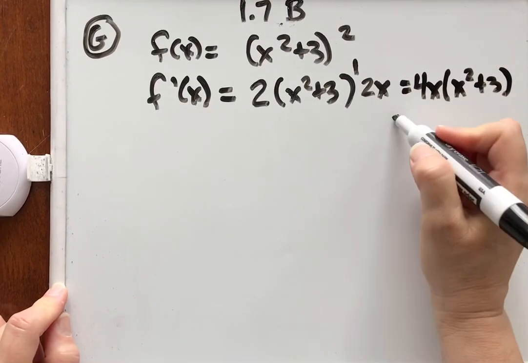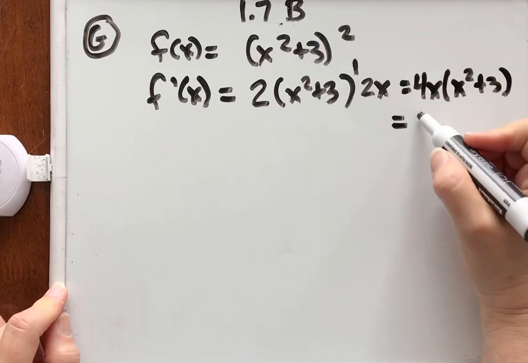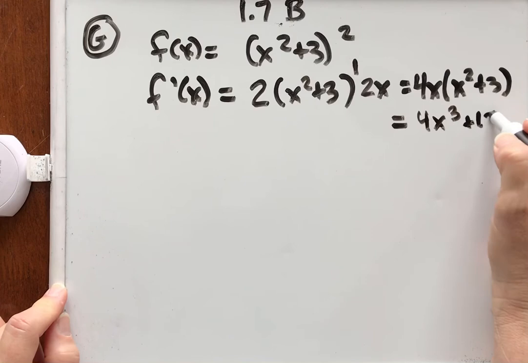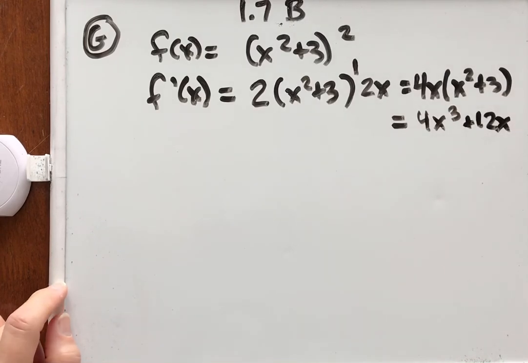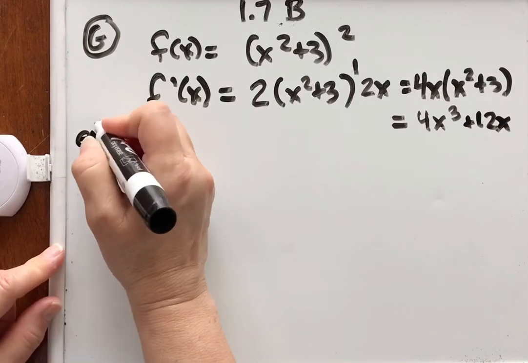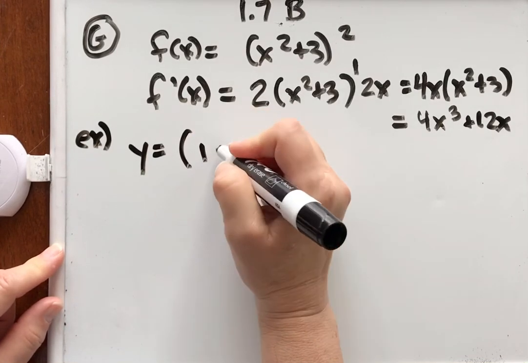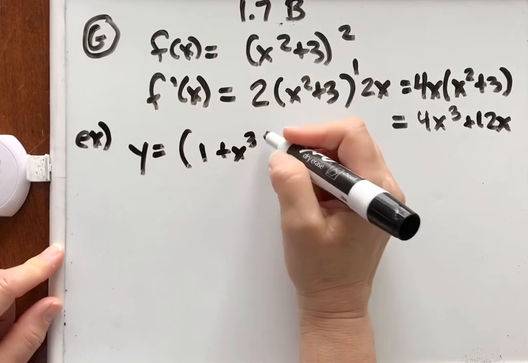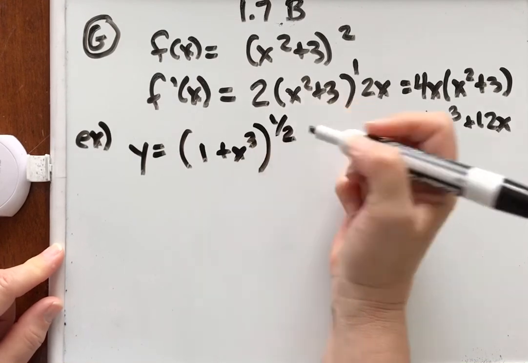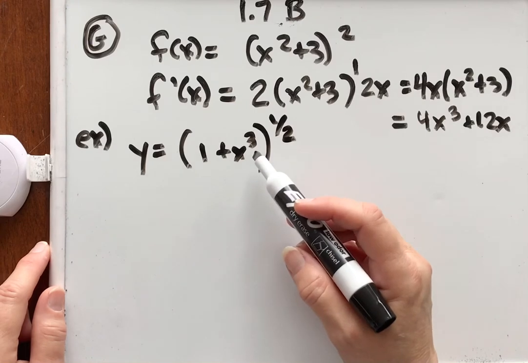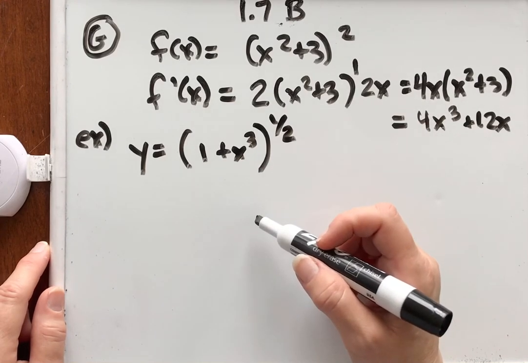Now we distribute. 4x times x squared is 4x cubed. 4x times 3 is plus 12x. Very good. Okay, let's look at another one. y equals 1 plus x cubed to the power of 1/2.